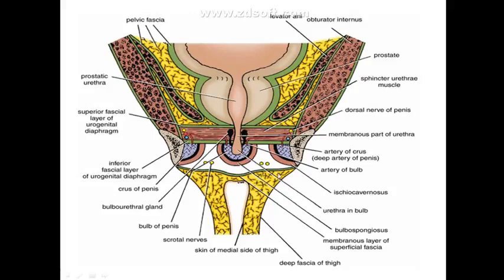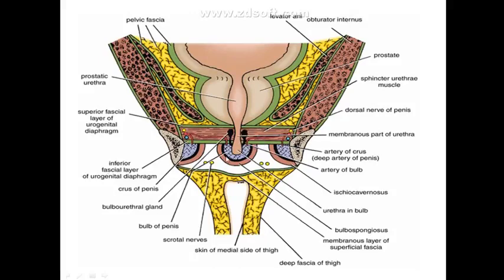And you can see here, this is the Colles fascia, the membranous superficial fascia, and this is the perineal membrane, which is the inferior fascia of the urogenital diaphragm, and this is the superior fascia of the urogenital diaphragm. Thus, this is the superficial perineal space between the Colles fascia and perineal membrane, and this is the deep perineal space between the superior and inferior fascia of the urogenital diaphragm.